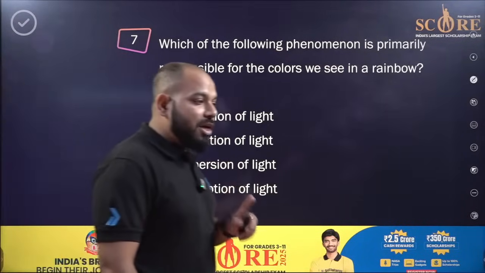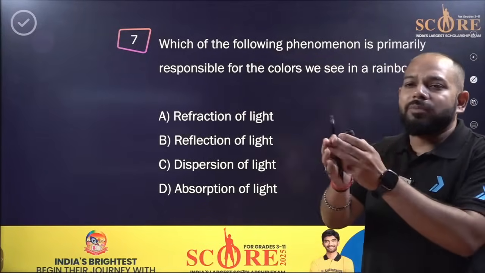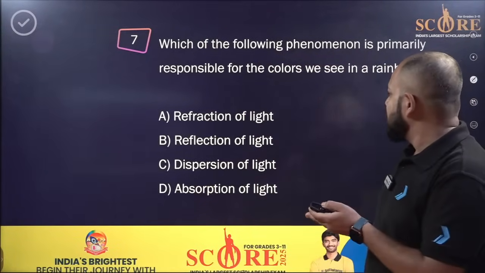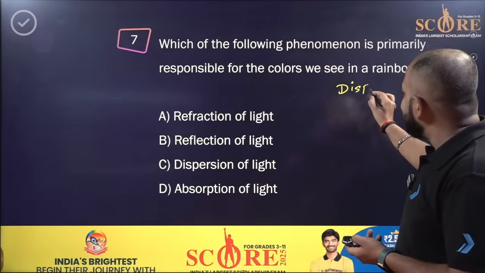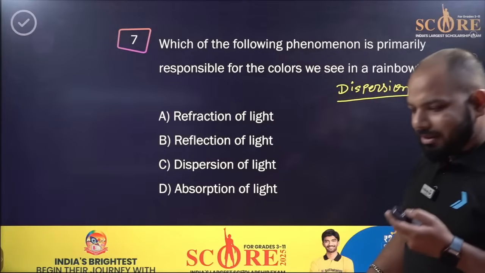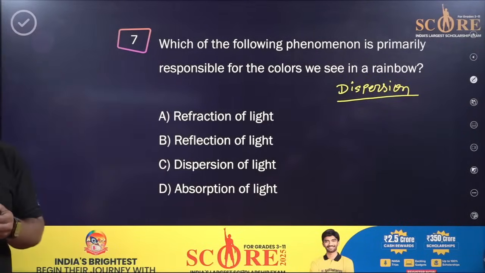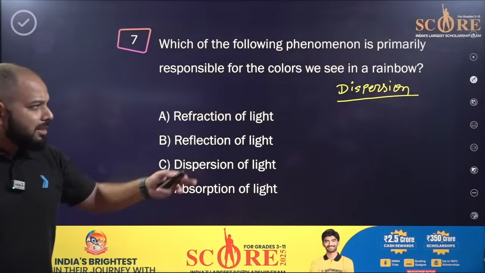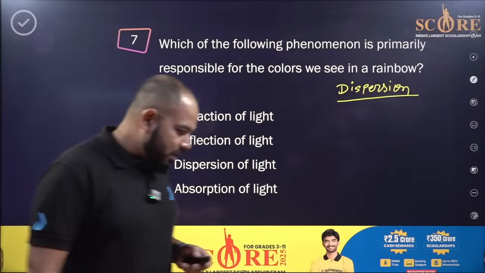In the rainbow formation, we all know the light gets split or segregated into the 7 colors. Yes, we all know this. And that phenomenon is called what? Dispersion. That is the main part of it. When the white light passes through the glass prism, because of some refractive angle, which we are going to learn in the upcoming classes, the dispersion splits it into the 7 colors.